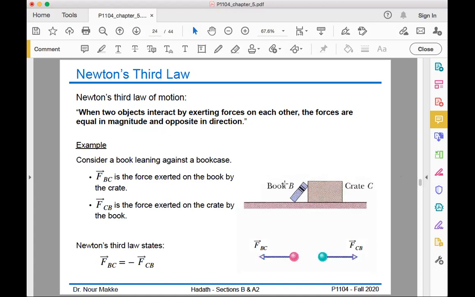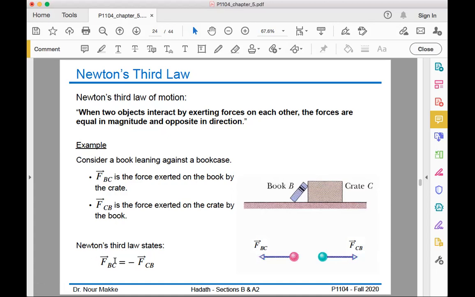The book B is exerting a force on the crate C. So you see, this is the force FCB, the force exerted by the book on the crate. That's why it is in this direction. And in the opposite direction, the crate C will exert a force on the book B, in the opposite direction with FCB.